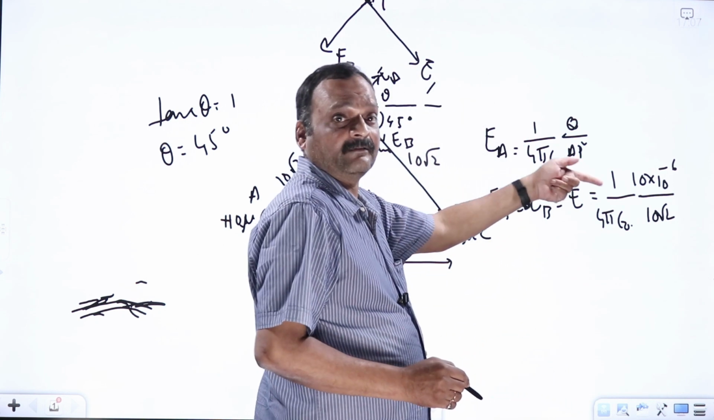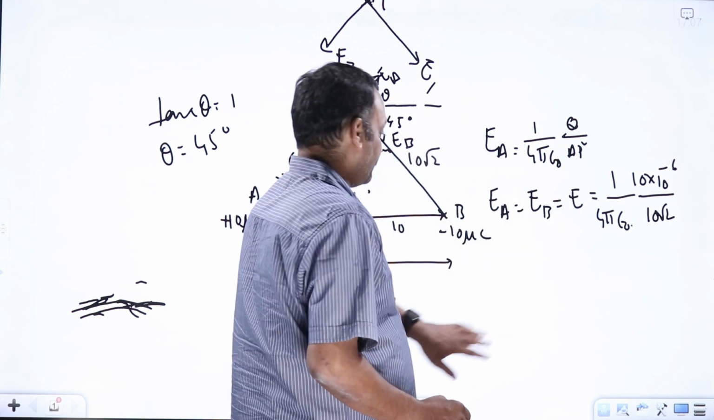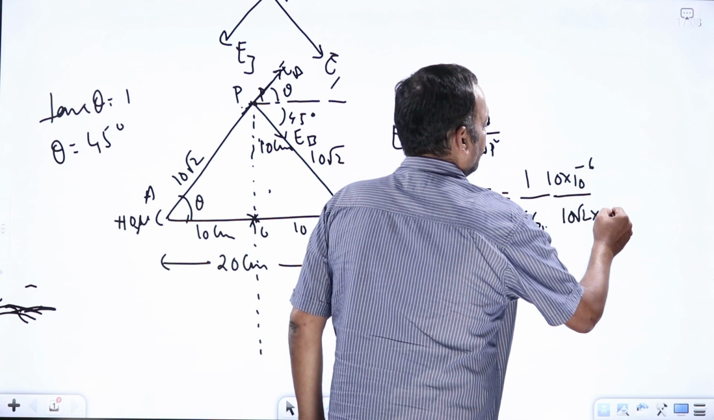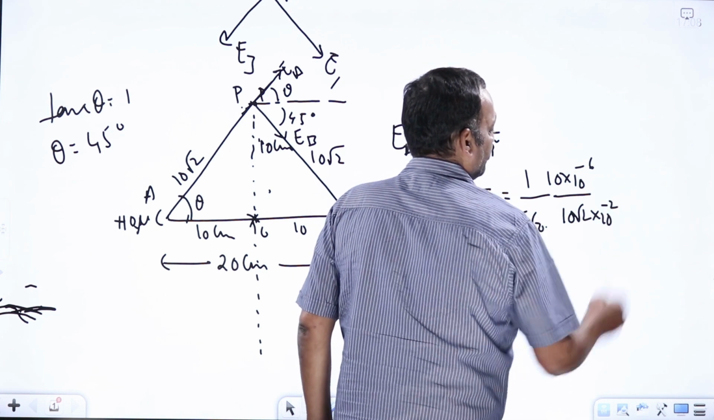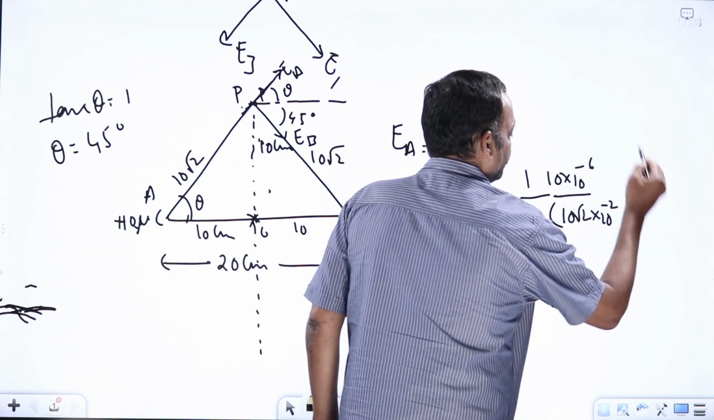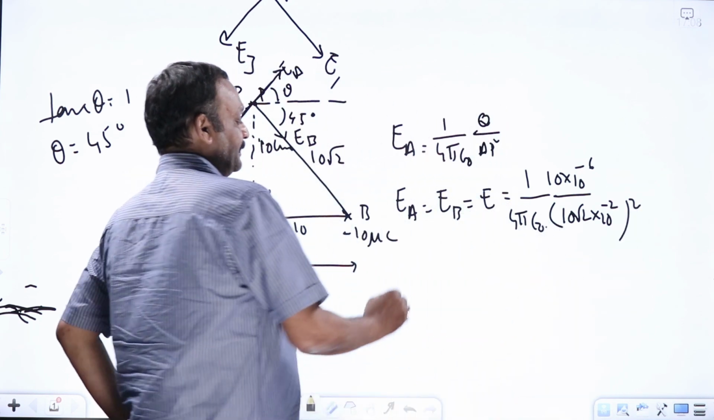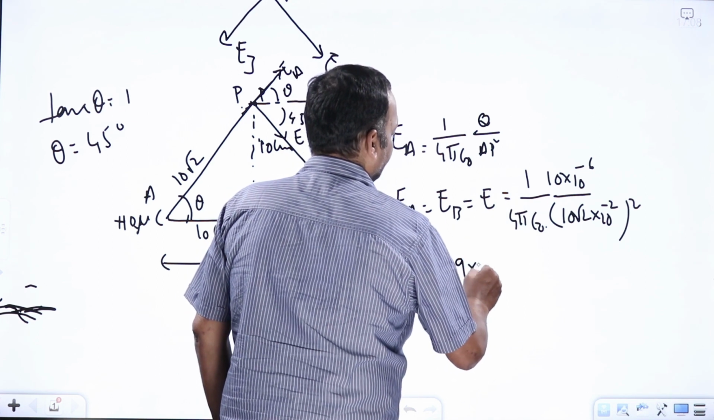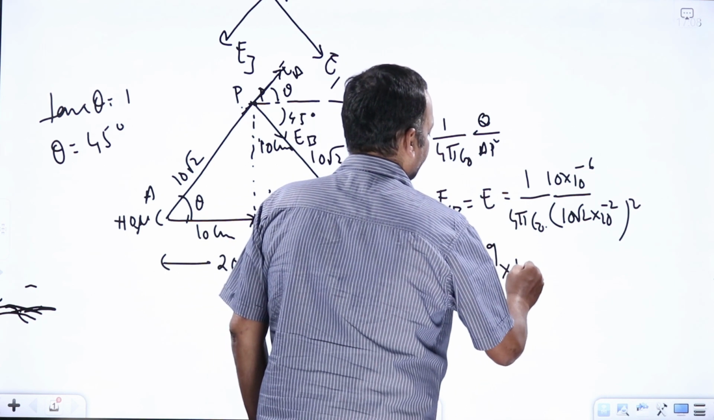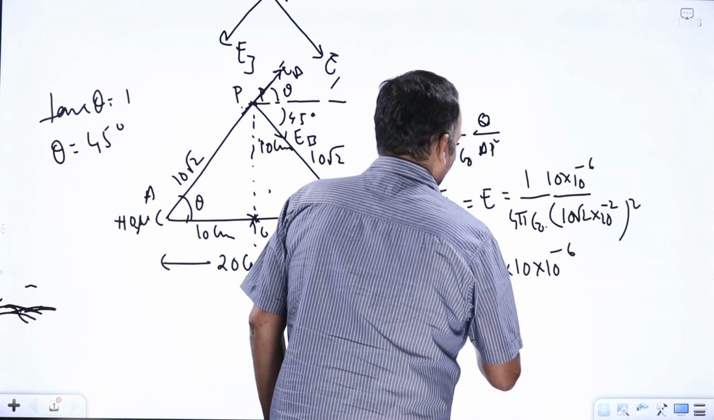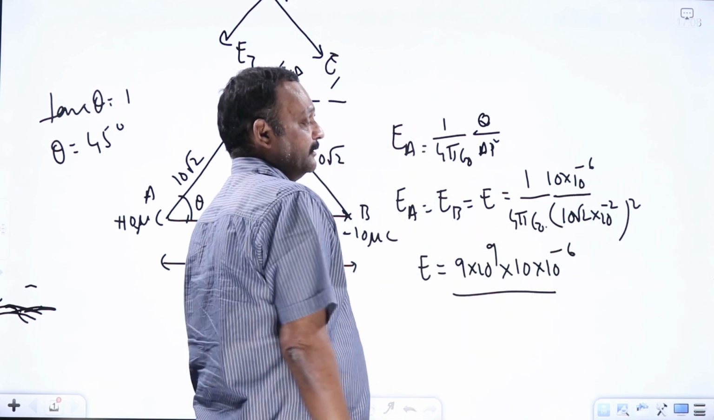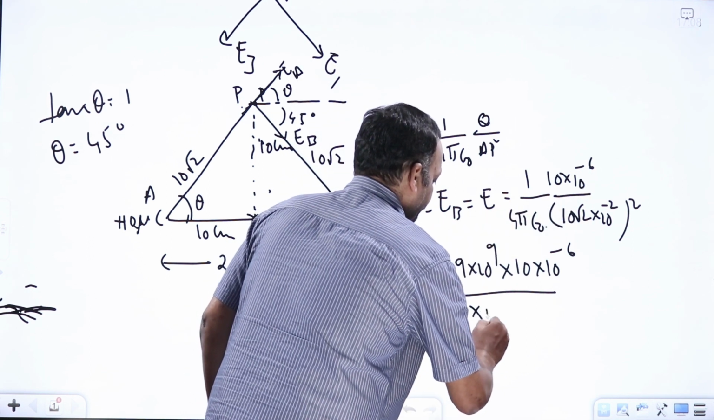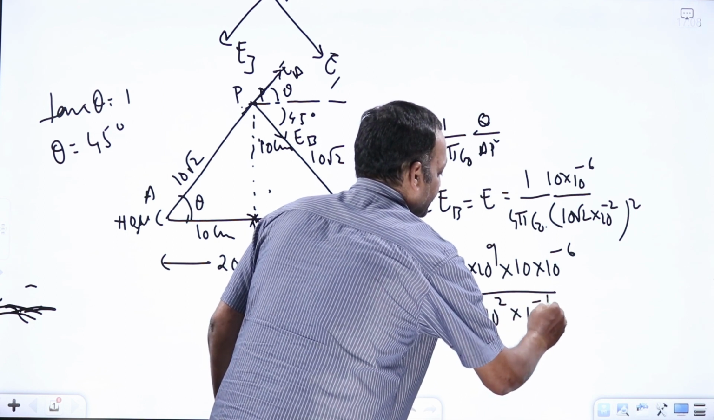Now in SI units we have to convert it into meters. 1 centimeter equals 10 to the power minus 2 meters. So 10 root 2 into 10 to the power minus 2, whole square. So what is the electric field? EA equal to EB equal to E equal to 1 by 4 pi epsilon naught, which is nothing but 9 into 10 to the power 9, into 10 into 10 to the power minus 6, by 10 root 2 into 10 to the power minus 2, whole square. 10 square is 100, root 2 whole square is 2, that is 200. That is 2 into 10 to the power 2 into 10 to the power minus 4.